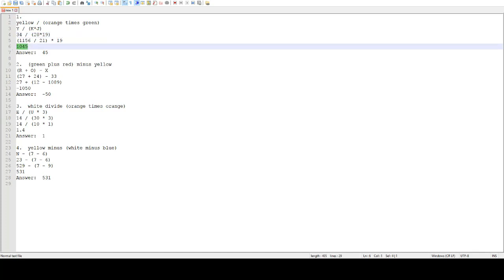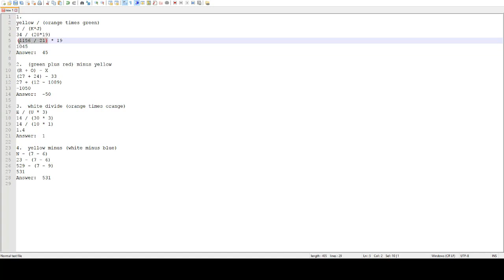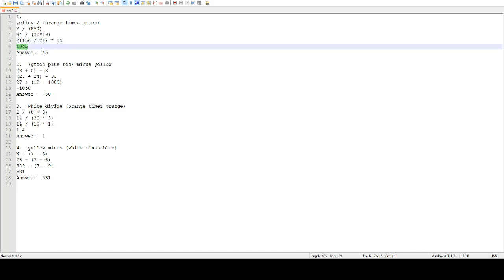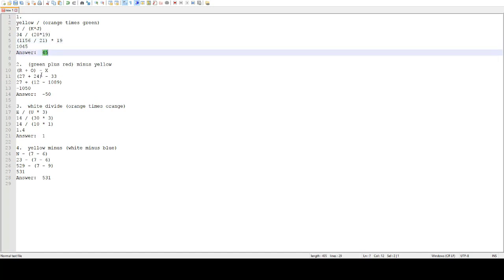Technically that's a rounded answer. Your actual answer is 1045.90476 and so on, but that was sufficient. And that does not round between this step and this step, just to be clear. So we get 1045, so our answer we're going to give out is 45, which will be dot dot dot dot dash space dot dot dot dot dot.